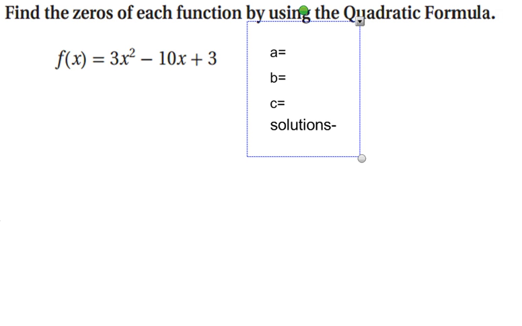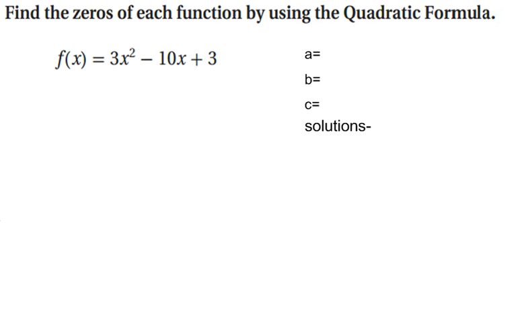So let's take something like this, where we have 3x squared minus 10x plus 3. We have the values for a, b, and c. Remember that it goes ax squared plus bx plus c. So we just plug in those values. A is 3, b is negative 10, and the c is 3. So we could do the b squared minus 4ac to come up with what the solutions are. So I'm going to write this out first.